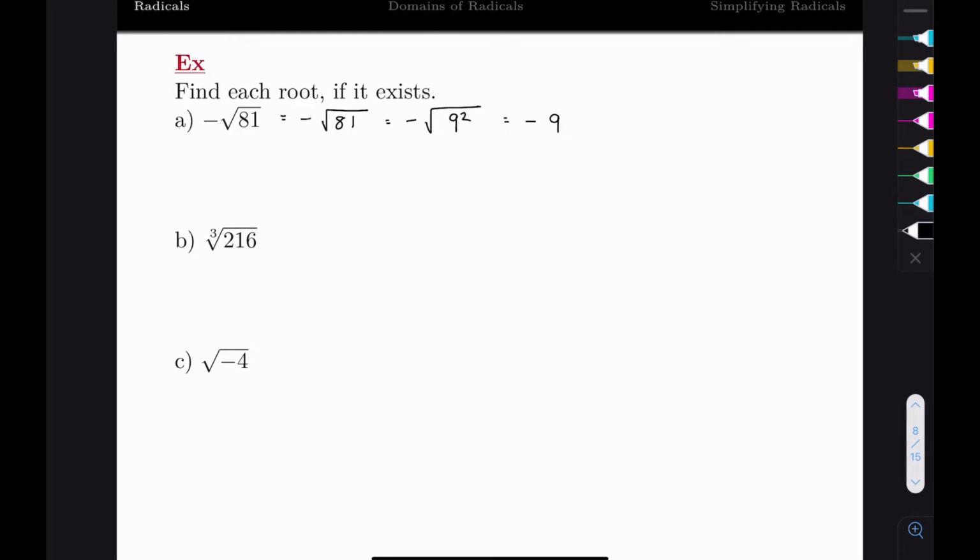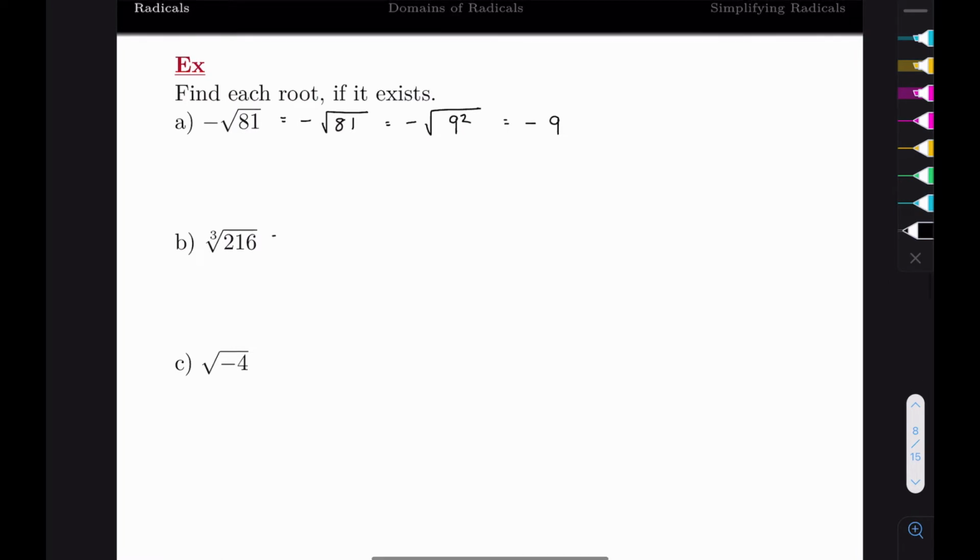For this next one, we have the cube root of 216. So I need a number times itself 3 times that gives us 216. So if you take 6 times 6, it's 36. Times it by 6 again, you'll find out it's 216. So the inside I can write as 6 to the third. And again, the cube and cube root cancel and leave us with just 6.